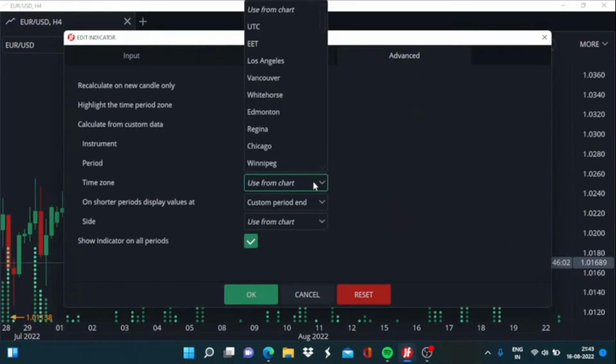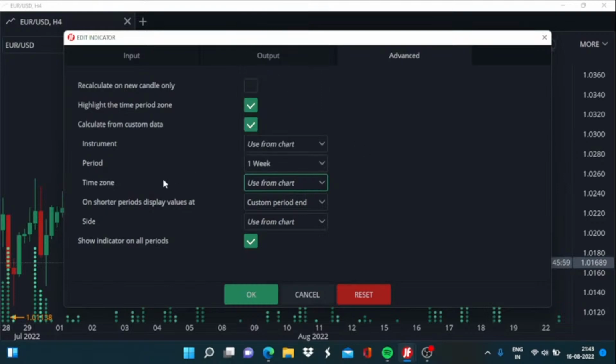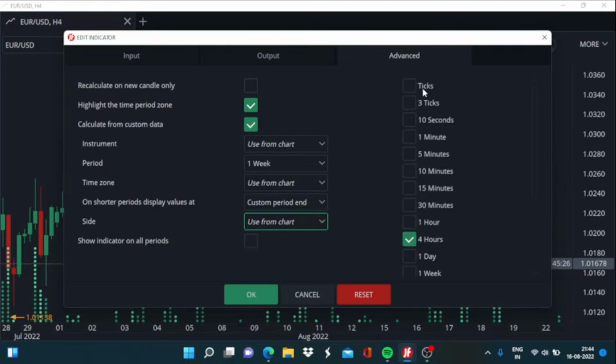The time zone can be used from the chart, or you can specify the time zone from your area. On shorter periods, the values can be displayed at the period end, the period start, or period middle, or each new candle. All that can be done. The spread side can be ask or bid, or you can simply leave it to the chart, and whatever the spread side on the chart is, it will be automatically picked up by the calculation indicator. The indicator can be shown on all the periods, but if you don't want it on all the candle periods, then you can opt out of this and specify the particular time frames on which the indicator should be plotted.